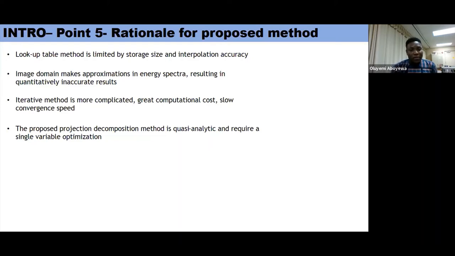Then the image domain itself is inaccurate because it will still have the limitations of the normal conventional CT. You still have beam hardening there because you already have your final image. Since you already have your final image, anything you're doing will just be a propagation of the error that started with the initial conventional image that you have. But if you're working in the projection domain, by separating the two out, you automatically factor out that beam hardening effect because now you have already made it energy dependent. And so the proposed method is looking at how we can quickly implement this in the projection domain using a quasi-analytic method that just requires a single variable optimization.